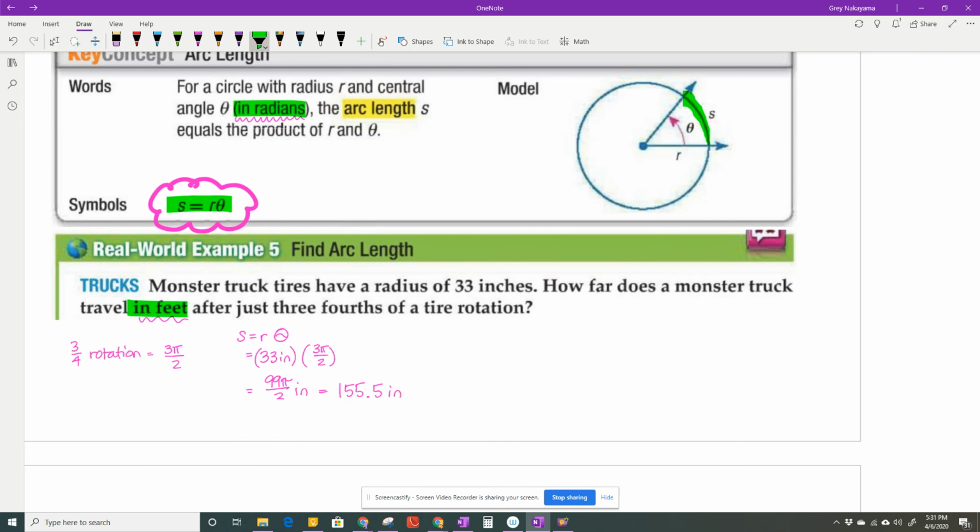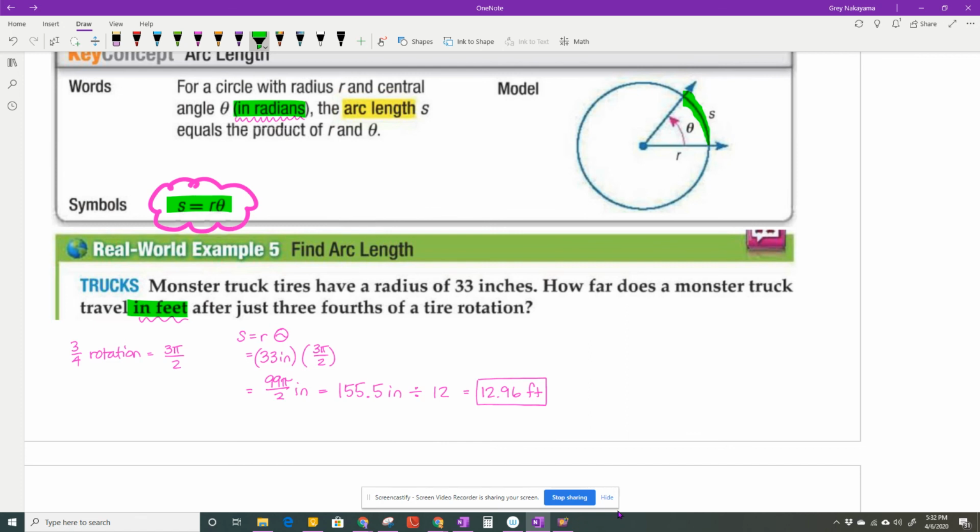But notice that the directions said that they wanted it in feet. So how do I change inches to feet? I use a multiplier just like I did before, which would be 12 inches on the bottom and 1 foot on the top, which is in essence dividing by 12 inches, which gives us an answer of 12.96 feet.